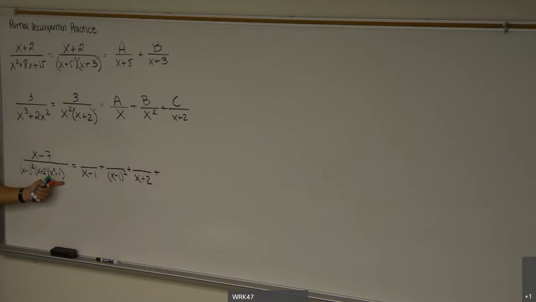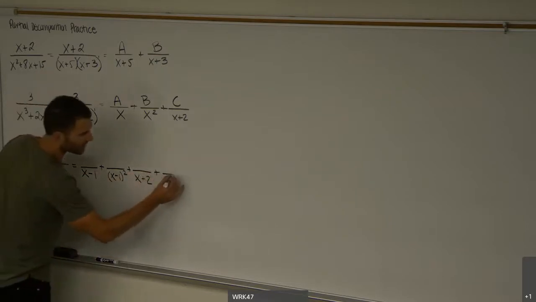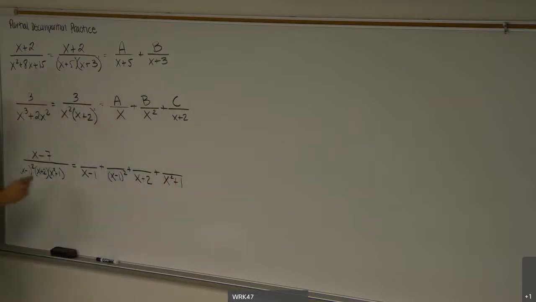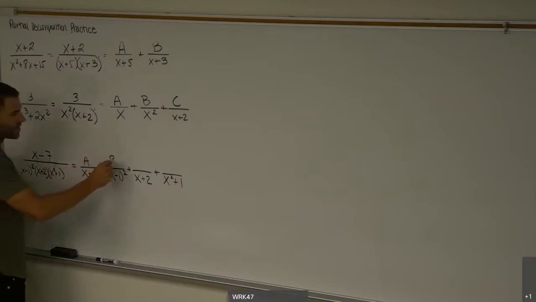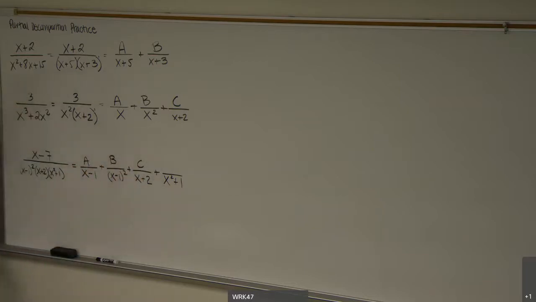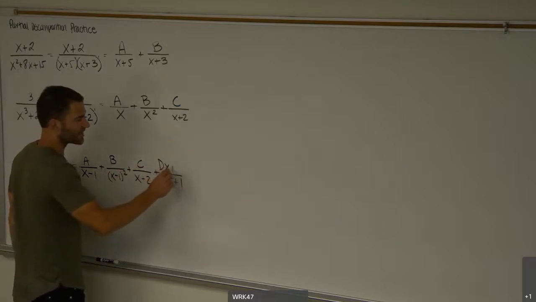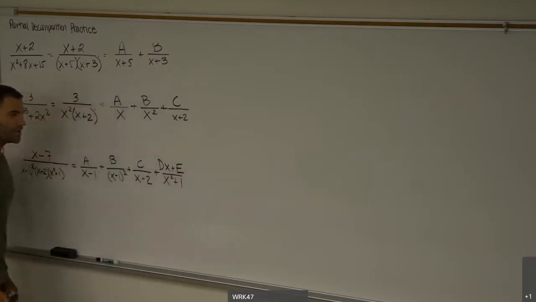X squared plus 1, that is a quadratic, but I can't factor it anymore. It would go into imaginary numbers, which we don't do. And so x squared plus 1 is an irreducible quadratic, and I only have 1 of those quadratics, so I get 1 term for the x squared plus 1. And then we have the appropriate numerators. Here, the linear factors just have some unknown constants, A, B, and C. The quadratic factor has an unknown numerator as well, but it is an unknown linear factor, so Dx plus E, say. D and E are unknown.